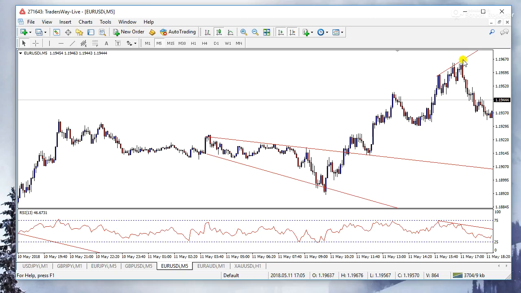A range, breakout, 1, 2, 3, 4, 5, and then divergence at wave 5. A series of divergent peaks here at wave 5. Sometimes it'll just do this. It'll make wave 5 a divergence and then come down immediately.